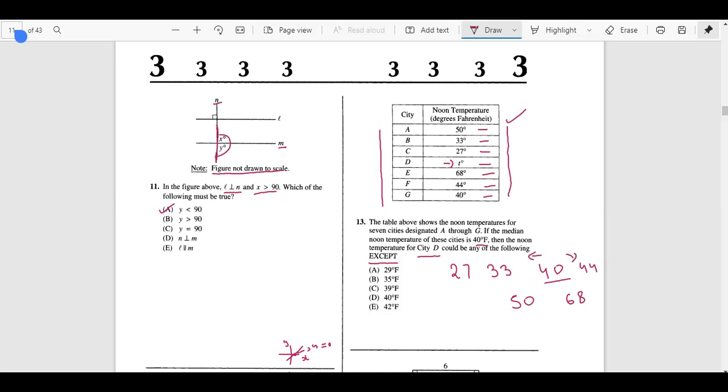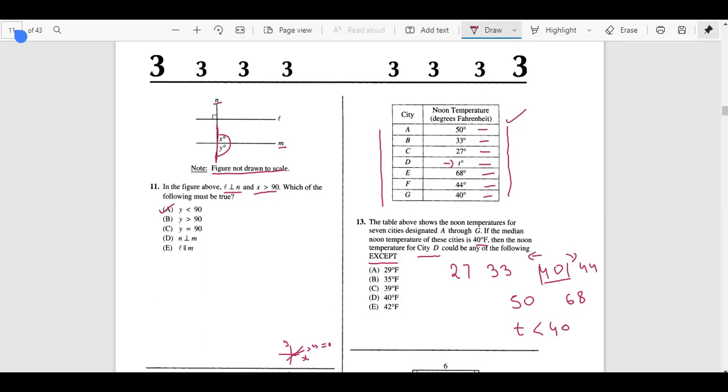So the only thing we can determine from this information is that the noon temperature of city D, that is T degrees, would be less than 40. It can be greater than 33, it can be less than 33, it can be greater than 27, it can be less than 27. We are not sure about that. The only thing we know is that 40 is the median. If 40 is the median and we have 7 values, it means that after 40 we should have 3 and before 40 we should have 3. So these are the options.